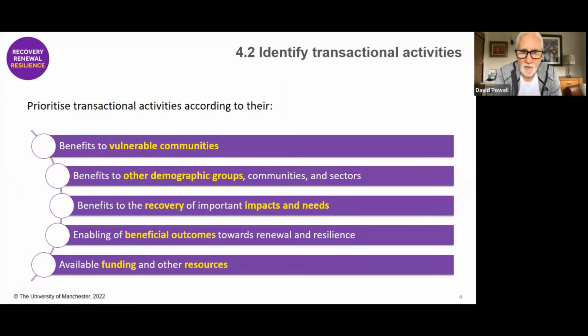And the benefits to the recovery of those important impacts and needs from the previous module, if you remember, we talked about identifying exactly what the impact of the disaster had been. And then enabling some of the beneficial outcomes towards renewal, thinking further ahead around transformational initiatives that make life better next time, or indeed, again, being ready for the next big major disruptive event. And of course, as with everything in public sector life, it also has to come within the parameters of available funding and the available resources that Duncan alluded to in the previous slide.